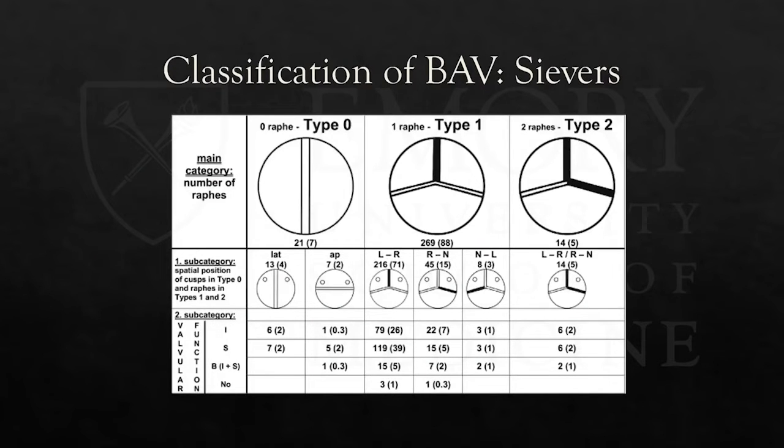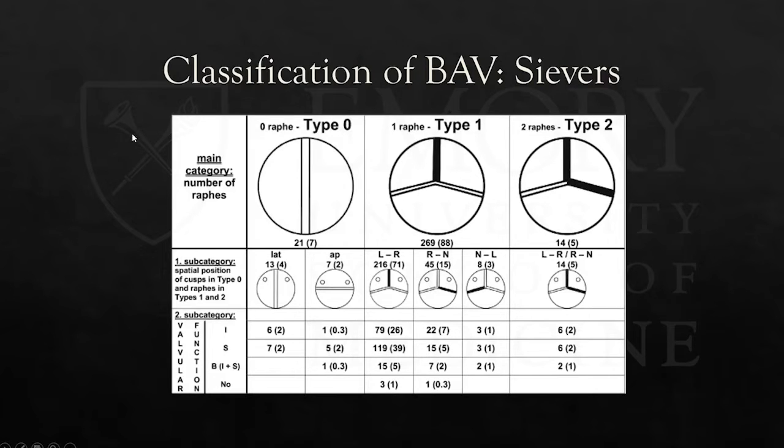In 2007, Dr. Sievers and Schmidt wrote a paper. They evaluated 307 pathological specimens after surgery and during surgery with intraoperative pictures, and they tried to categorize these bicuspid valves based on morphologic appearance, their spatial orientation, and the degree of valve dysfunction. And what they did is they basically categorized it by the number of raphe that are involved.